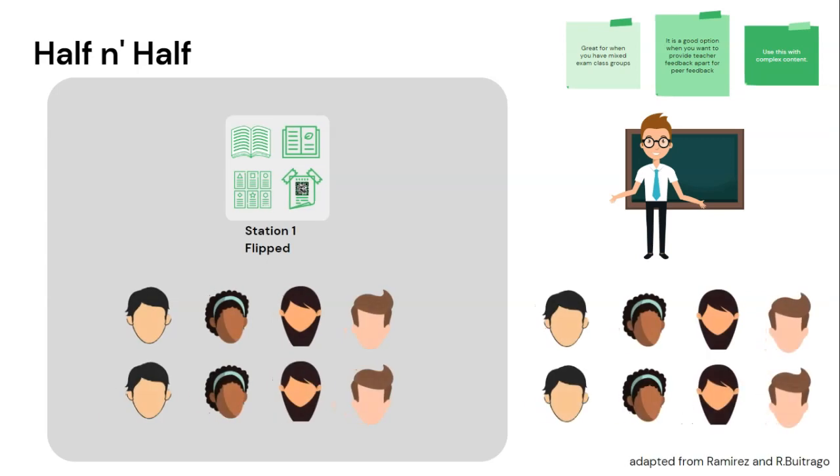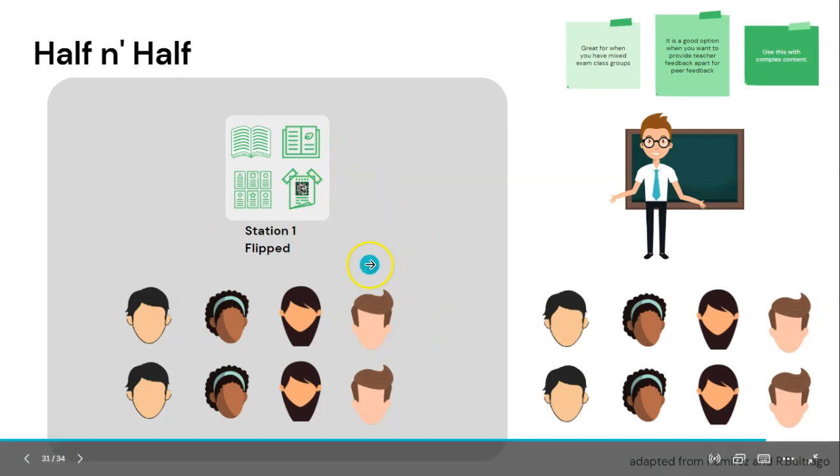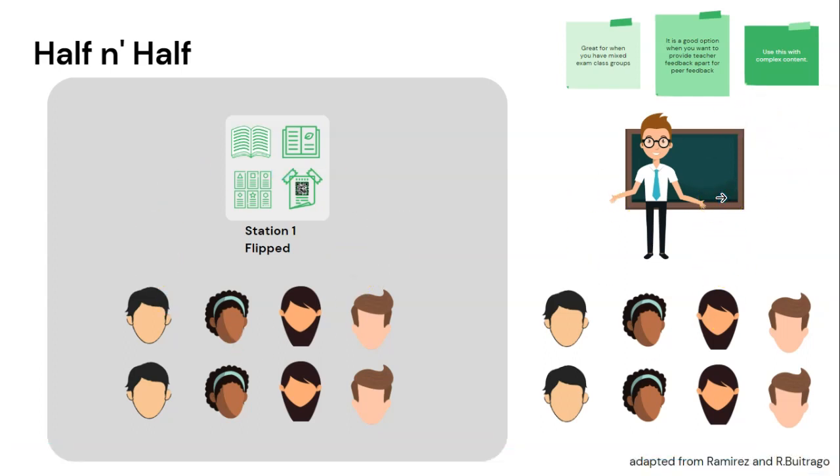Half and half. This is a great way to have if you have mixed ability groups. Something Ramirez and C.Buitrago mentions is that it's always good to have up to 16 students in the class for a half and half configuration, where you have half the class on a flip station or a practice station and the other half class with the teacher. It's a good option when you want to provide teacher feedback, apart from peer feedback. And maybe this option, the half and half configuration, is great if you have complex content.